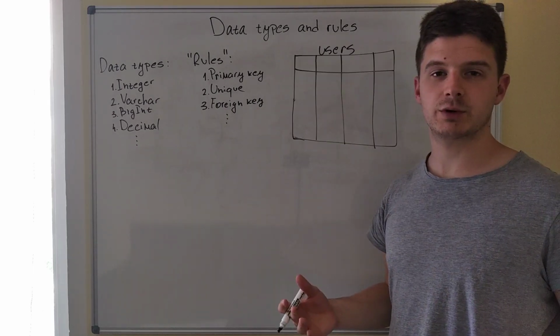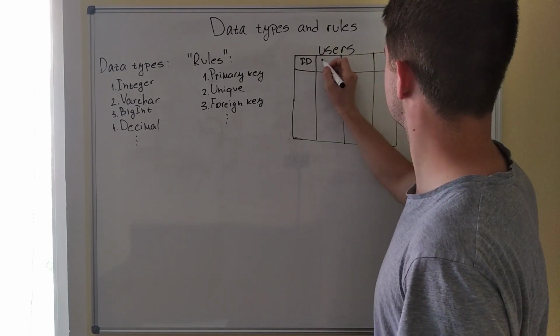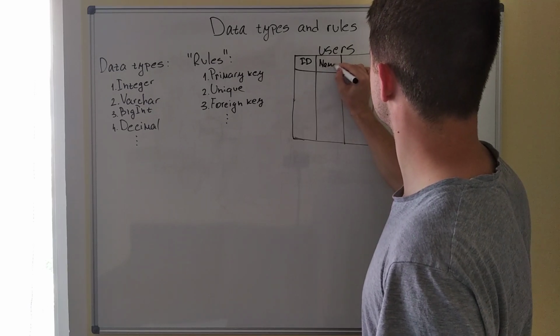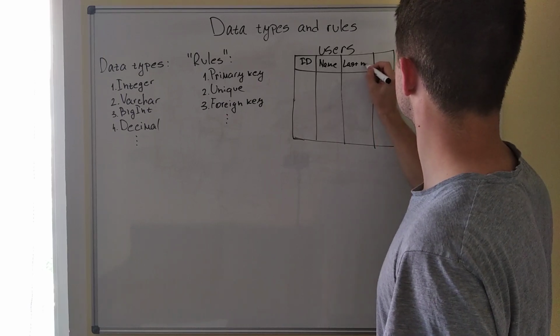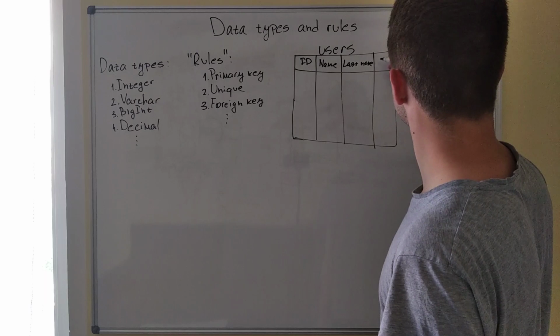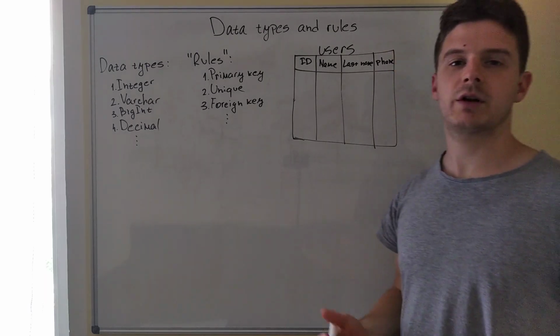So what data are we going to store for this user? Well, we're going to store, let's say, an ID, a name, last name, and let's say phone. So let's think about it for a second.